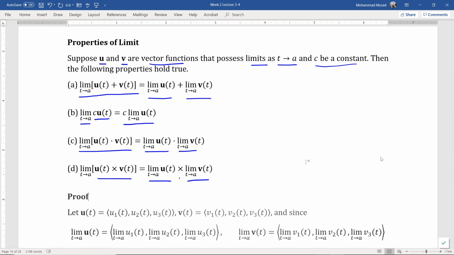Let's try to prove A. Let u of t be a vector function whose components are u1 of t, u2 of t, and u3 of t. These are scalar valued functions. Similarly, the vector function v of t has components v1 of t, v2 of t, and v3 of t. They are scalar valued functions. And since the limits of these two vector functions exist, we have the limits of each of these scalar valued functions.